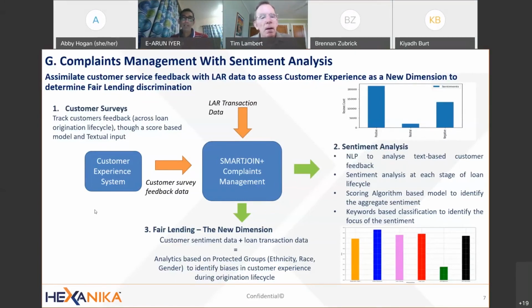Right? And the key aspect we want to do here is to combine the customer sentiment data with loan transaction data, to use customer experience as an additional dimension to assess whether there are any biases happening to the protected groups: ethnicity, race, gender. It could be in terms of delayed responses, delayed application processing times, and the time it took during various stages of the entire loan life cycle.